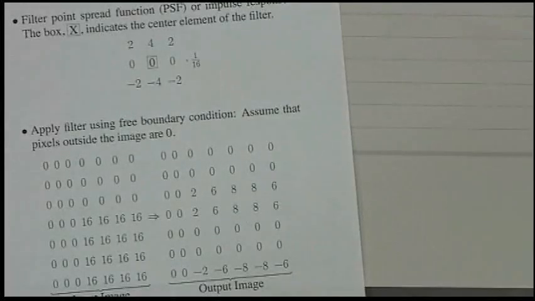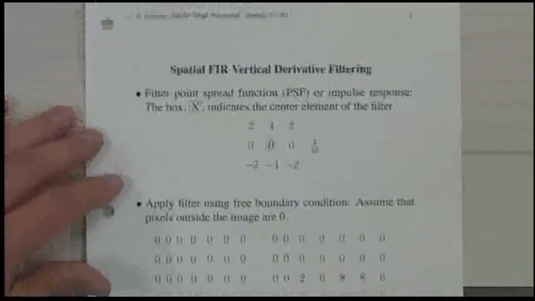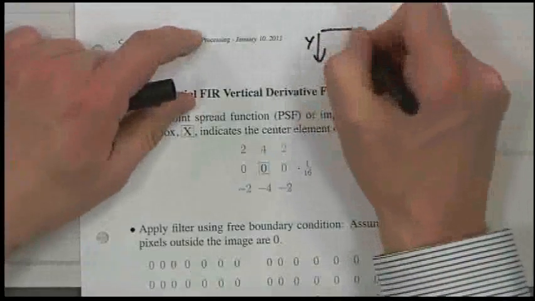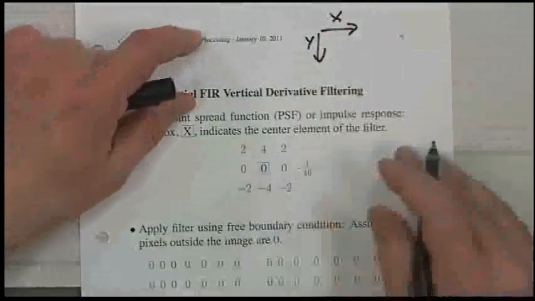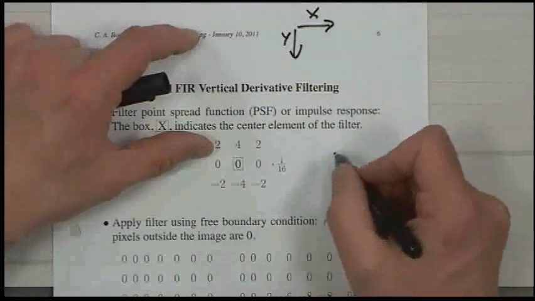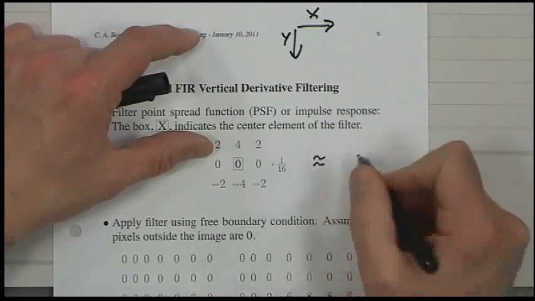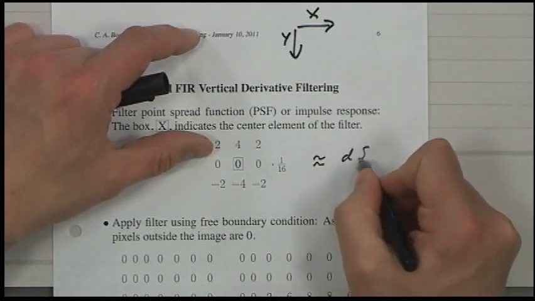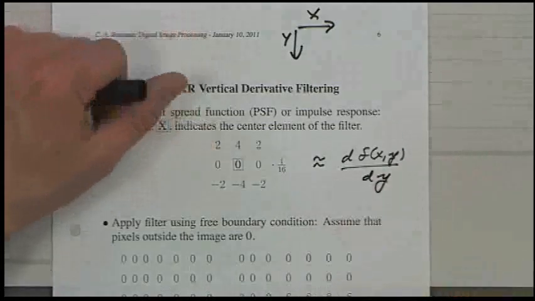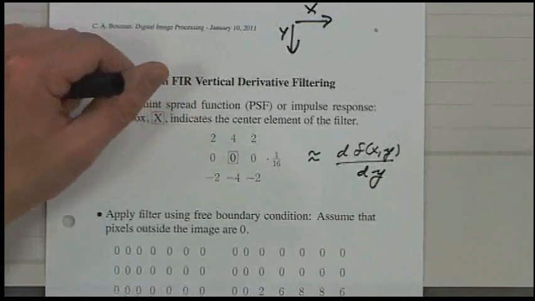Now, there is a little detail to be considered here, which is which direction is positive y. So we're going to say this is y, and this is x, okay? So convolution with this guy is going to approximate df of x y dy. So that looks like the derivative in the y direction.